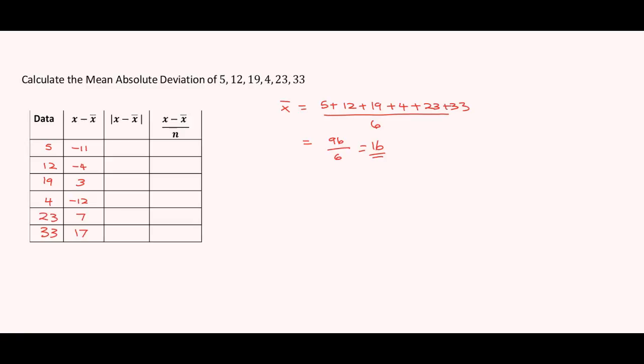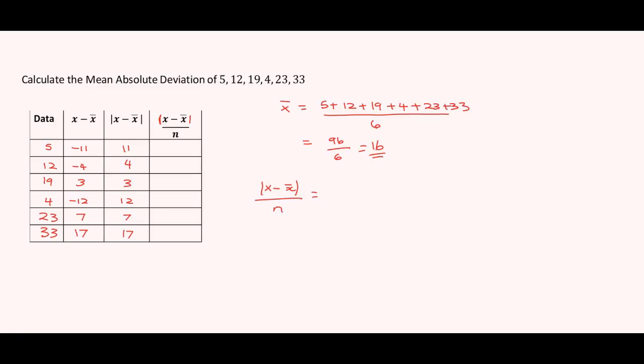Now we take the absolute value of each of these, which gives us 11, 4, 3, 12, 7, and 17. So the mean absolute deviation is the sum of the absolute values of the data value minus the mean, divided by the number of terms. That's the absolute of x minus the mean, over n.